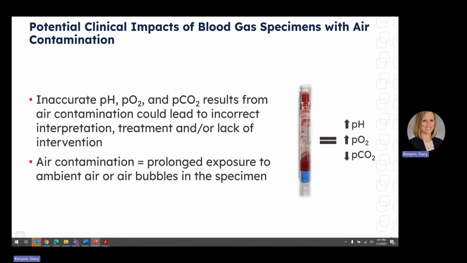And for the purposes of this presentation, air contamination can refer to specimens that have prolonged exposure to ambient air or specimens that have air bubbles introduced into them. The impact of air contamination can lead to negative clinical impacts, as with any inaccurate lab results. So blood gas specimens with air contamination can lead to incorrect interpretation of the results, incorrect treatment, as well as inappropriate interventions or inappropriate lack of interventions.